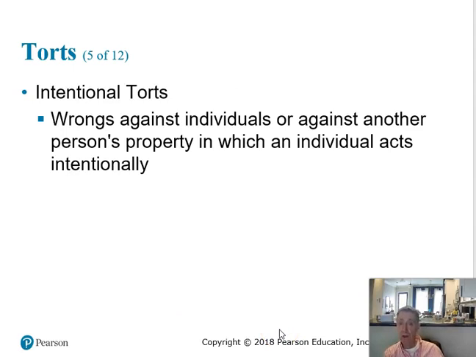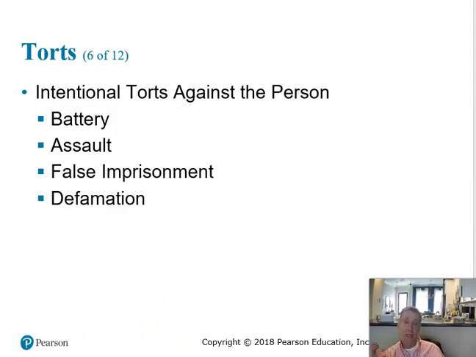Intentional torts. Okay, those are wrongs against individuals or against another person's property in which an individual acts intentionally. Now, some of these are also crimes. But the difference is with torts, you can get compensation. In criminal law, they go to jail. Sometimes people are found liable under torts and go to jail under a criminal case. So it's kind of two court cases. Some of the intentional torts against the person are battery, assault, false imprisonment, and defamation.